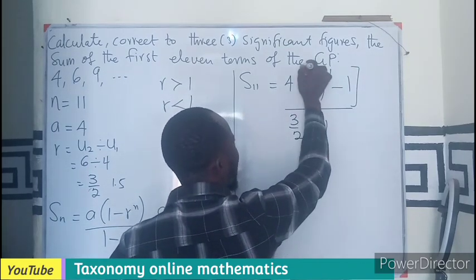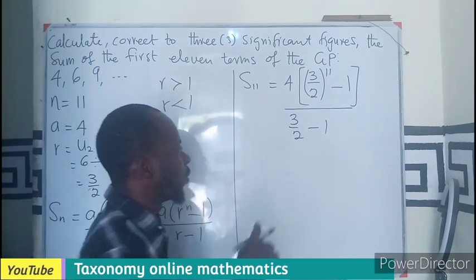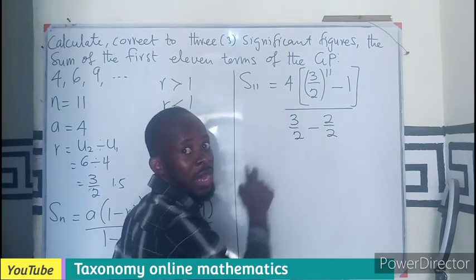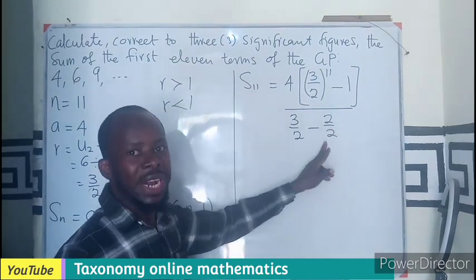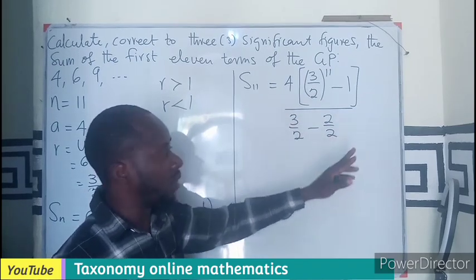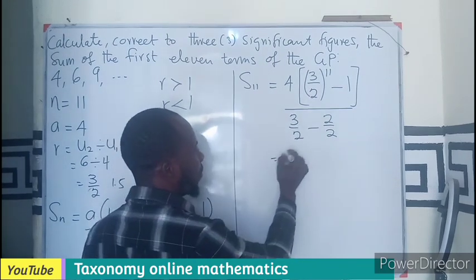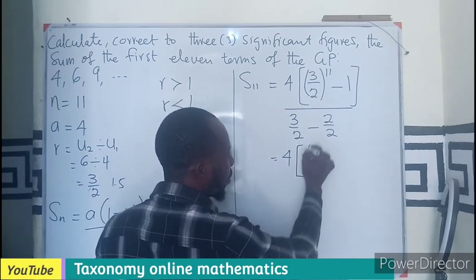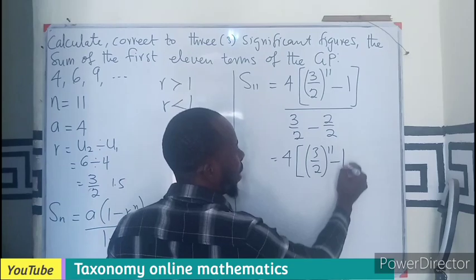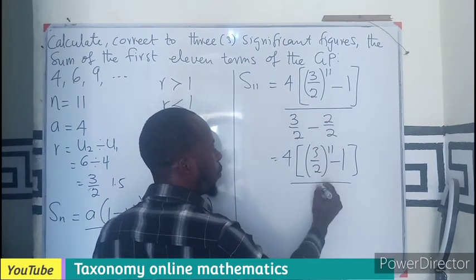Let's use this as a curly bracket. So from here, we can also rewrite this 1 as 2 over 2. This gives us a common fraction, whereby with the same denominator, we subtract the numerators. So that becomes 4, (3 over 2) exponent 11 minus 1, all over 3 minus 2, which will be 1.